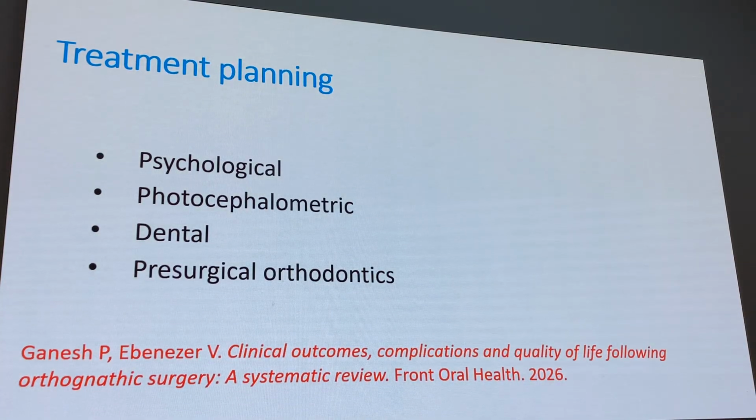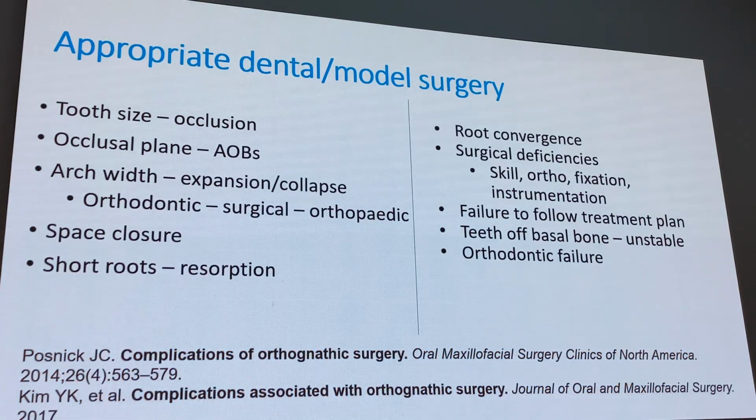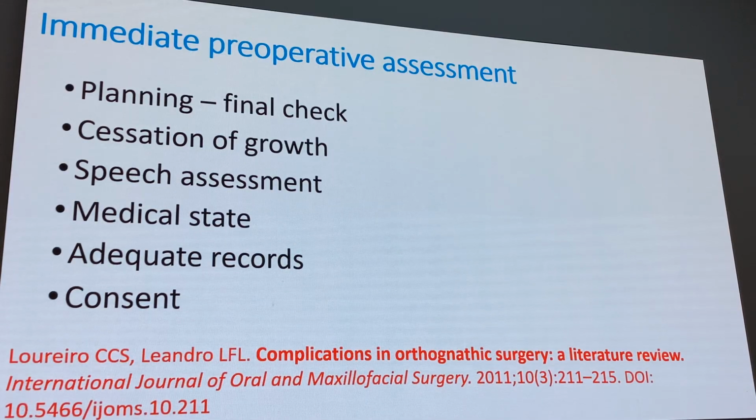So we do pre-surgical orthodontics for various reasons, and sometimes it is mandatory that we go through the process. Essential are accurate patient reevaluation, correct selection of the surgical procedure, accurate prediction of duration, and accurate model surgery. Now, when we do a model surgery, what all do we look at? The tooth size, occlusal plane, space closure, the root shape. You have to look at the X-rays. What is the shape of the roots? Are they very divergent? The convergence of the roots, or whatever. The entire model based on the dentition we have to look at. Immediate preoperative assessment, planning, final check.